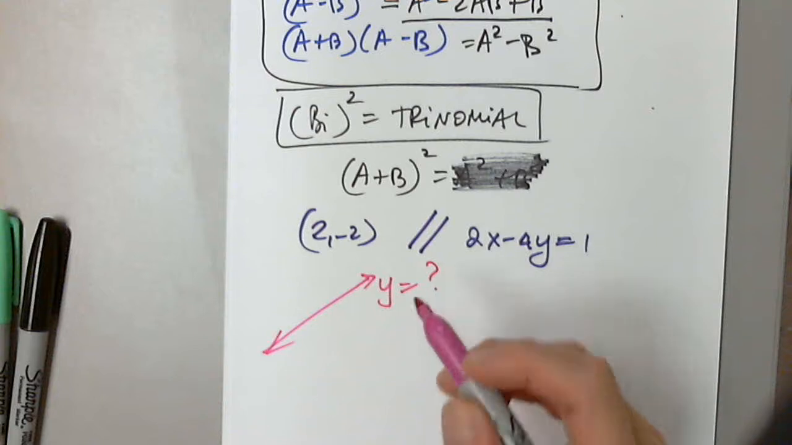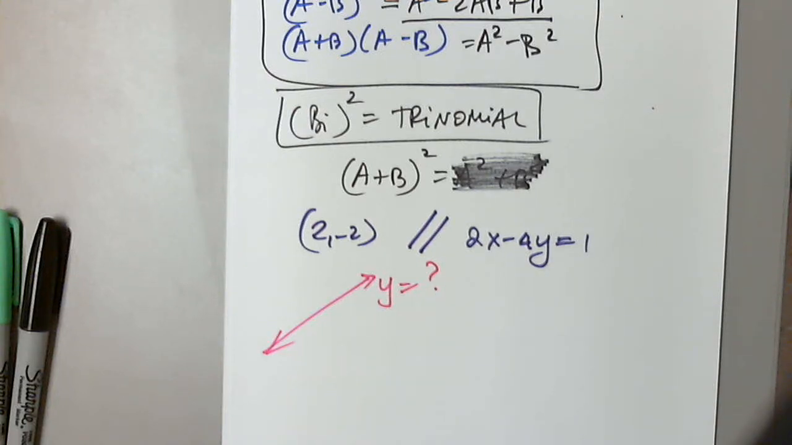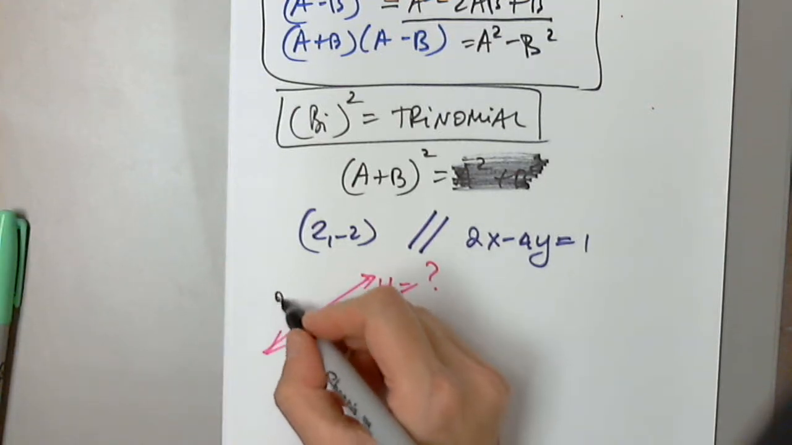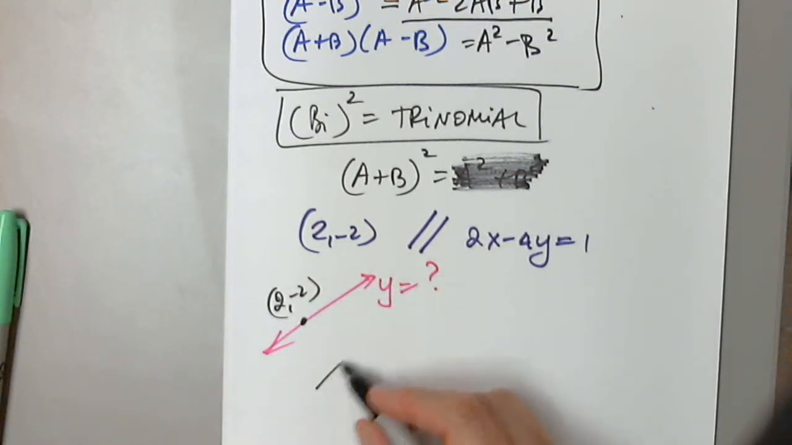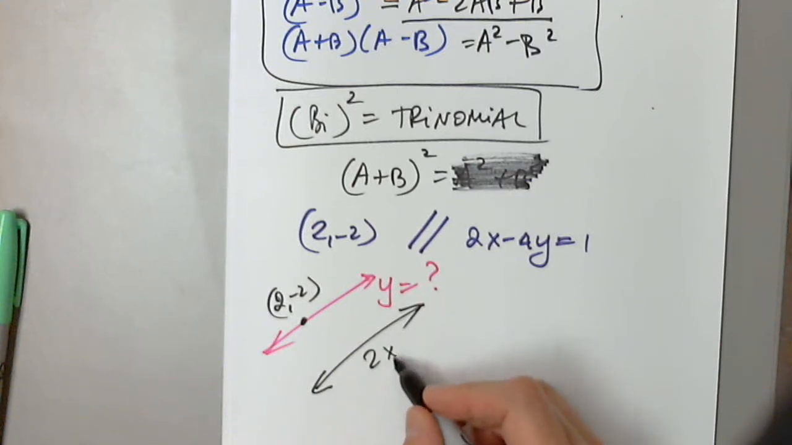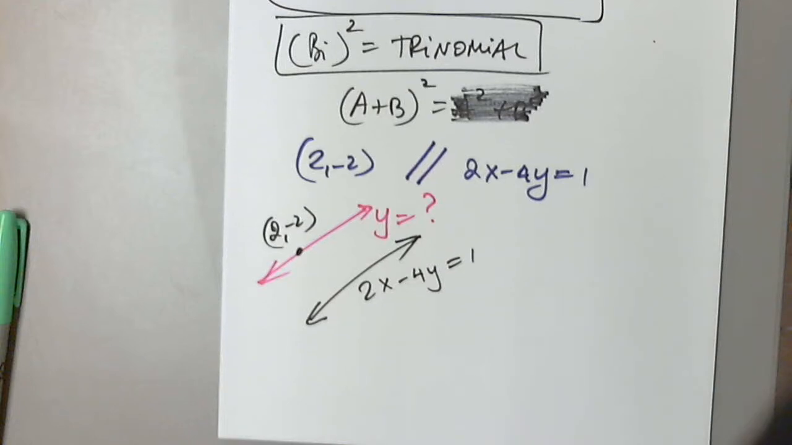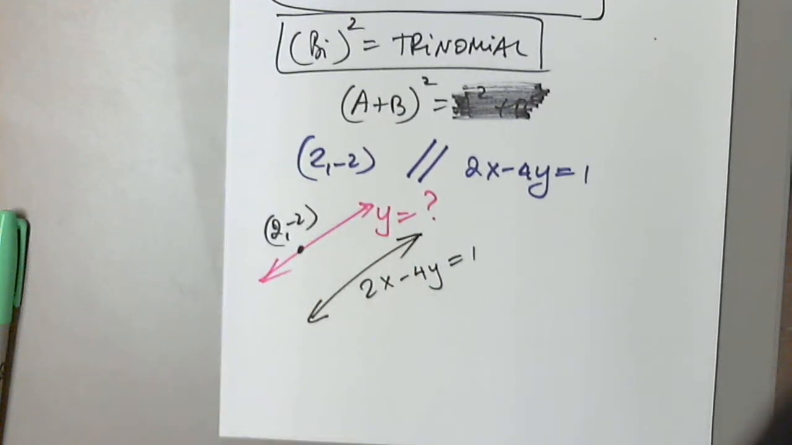Okay, so the scenario here is, or the idea is, that there is a line whose equation is unknown, but we do have 2 pieces of information here. We know that it passes through the point (2, -2), and is parallel to this line whose equation is 2x minus 4y equals 1. This is what we know. We want to find the equation of the unknown line.